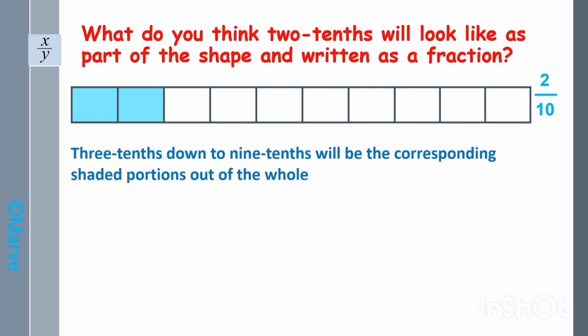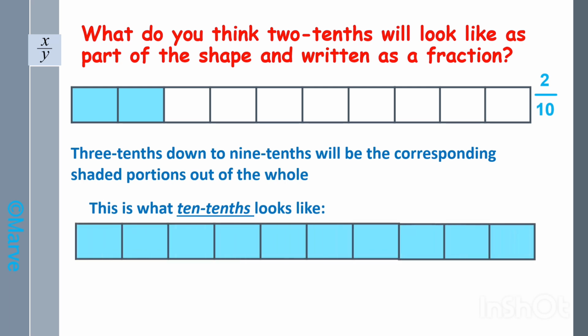Now 3/10 down to 9/10 will be the corresponding shaded parts out of the whole. So you continue to run down until you get the whole. This is what 10/10 will look like, and it's no longer a fraction. If this is 10/10, it's no longer a fraction, it's just a whole, because that is a whole shape and not a fraction anymore. Yeah, so 10/10 gives us a whole.